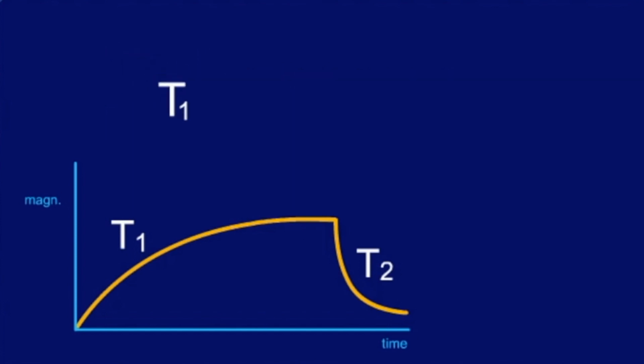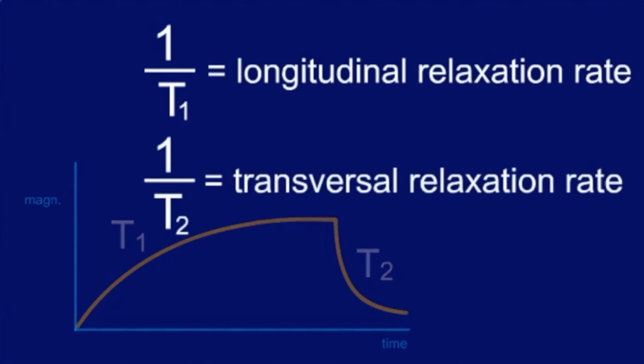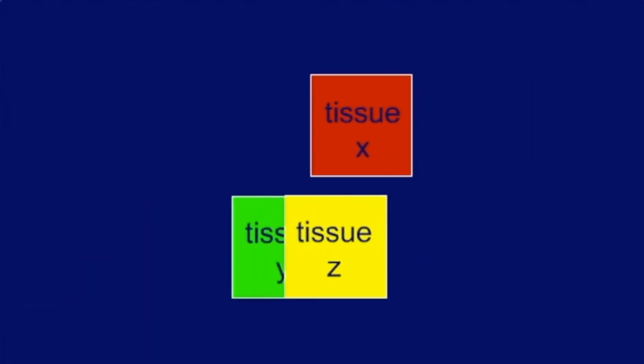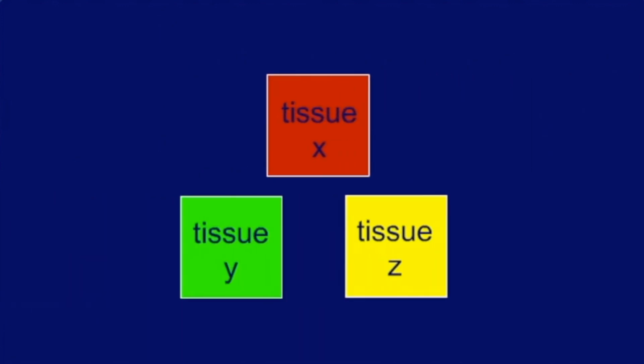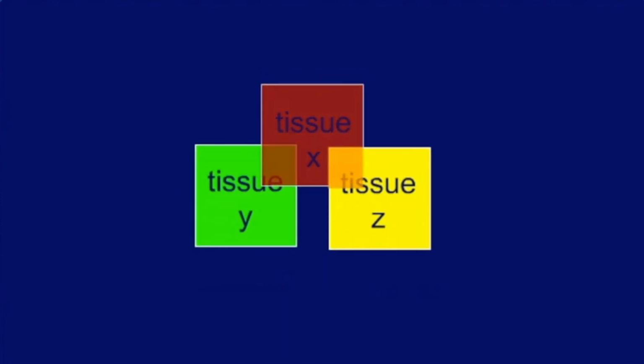However, we should mention that 1 over T1 is also called longitudinal relaxation rate, and 1 over T2 transversal relaxation rate. Previously, it was believed that measuring the relaxation times would give tissue characteristic results, and thus enable exact tissue typing. This, however, proved to be wrong, as there is quite an overlap of time ranges.